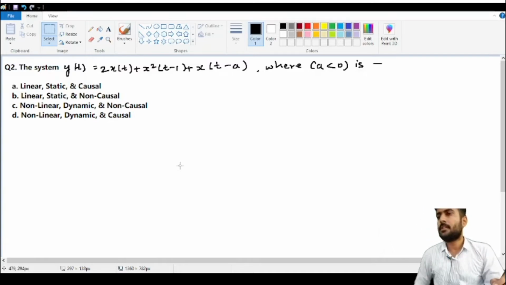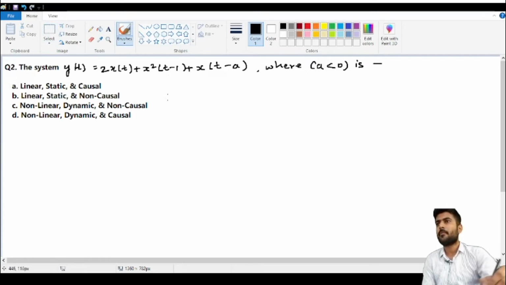So for the given system we have to check whether the system is linear, non-linear, static, dynamic, or causal, not causal. First of all, we can clearly see that the system carries a quadratic term x squared, so we can say it is non-linear. We don't have to check for the superposition and homogeneity principle.